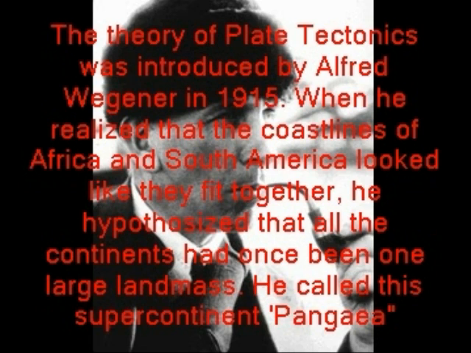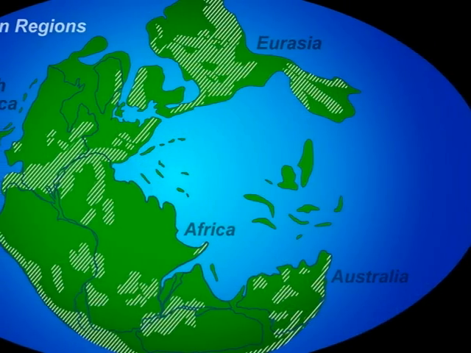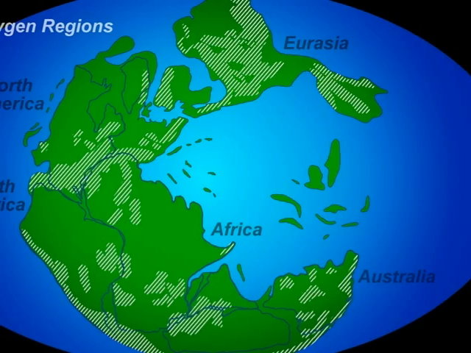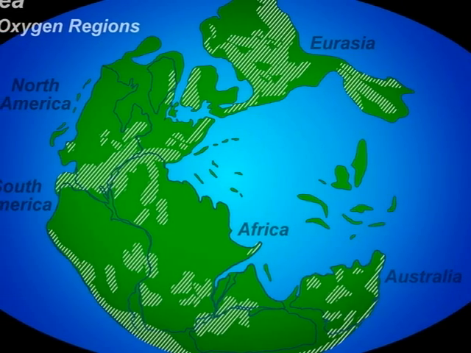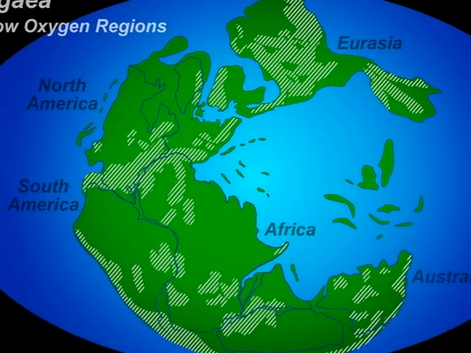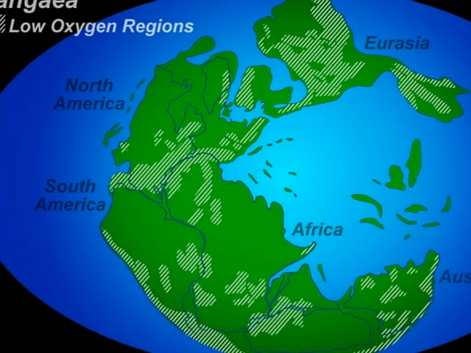When he realized that the coastlines of Africa and South America looked like they fit together, he hypothesized that all the continents had once been one large landmass. He called this supercontinent Pangaea. Pangaea started to break apart about 200 million years ago, eventually becoming the 7 continents we have today. But why did this happen?